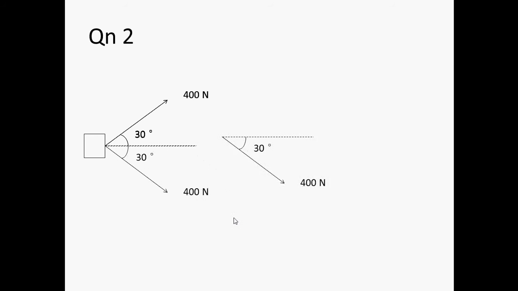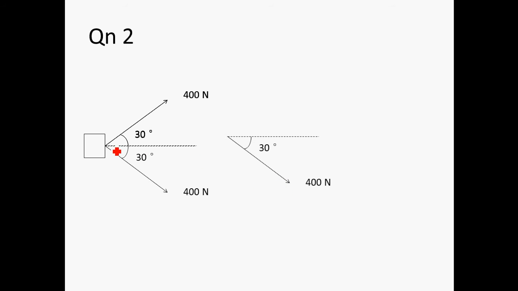So once again, I take one of the forces. If you have problems drawing the direction to keep the orientation of the force, remember you can always draw a reference line. The reference line in this case is the horizontal line. After you draw the reference line, then you draw the angle and then you draw the force, and you will keep the direction correctly.